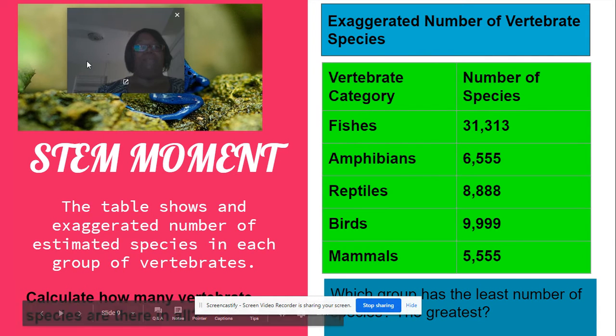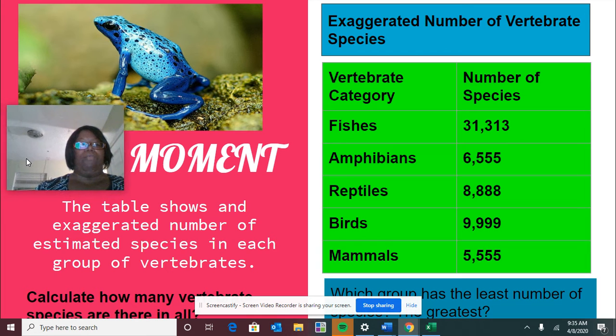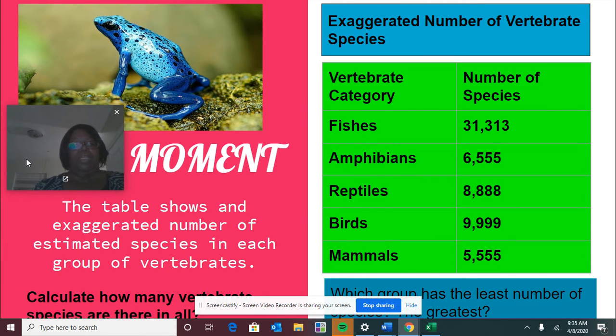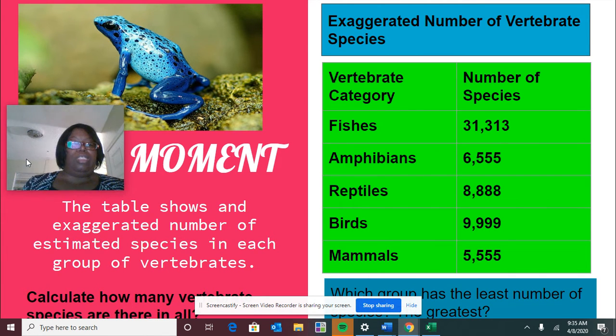So now we're going to have a moment in STEM. Look at our wonderful little blue frog. The table shows an exaggerated number of estimated species in each group of vertebrates. So calculate how many vertebrates there are in all. Then we have an exaggerated number of vertebrate species.